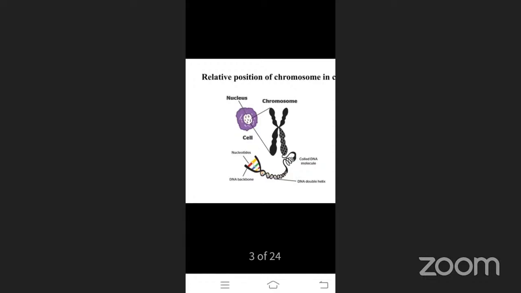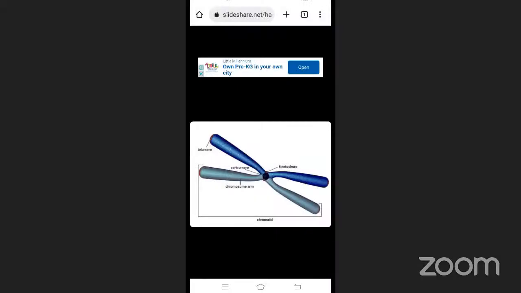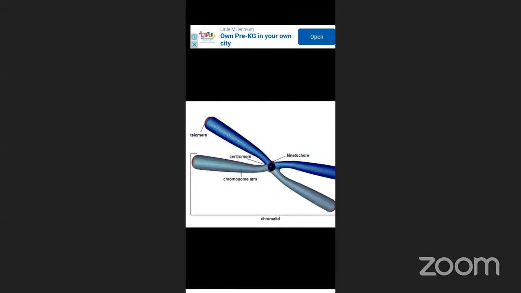Morphology of the chromosome. The chromosome morphology changes with the stages of cell division. Mitotic metaphase chromosomes are the most suitable for studies on the chromosome.